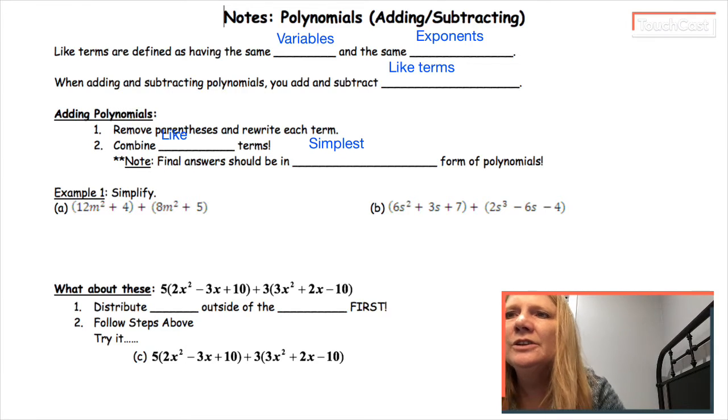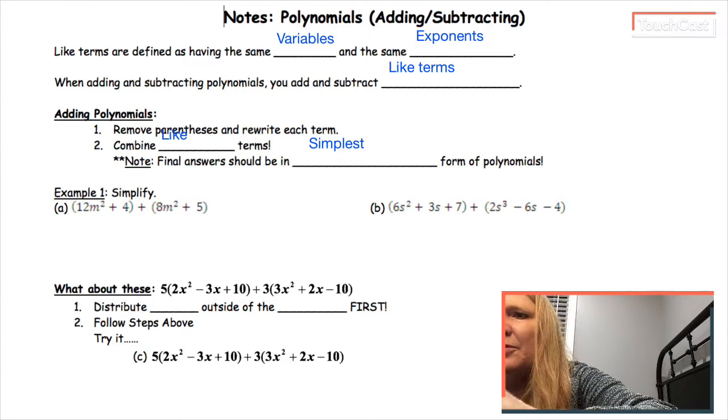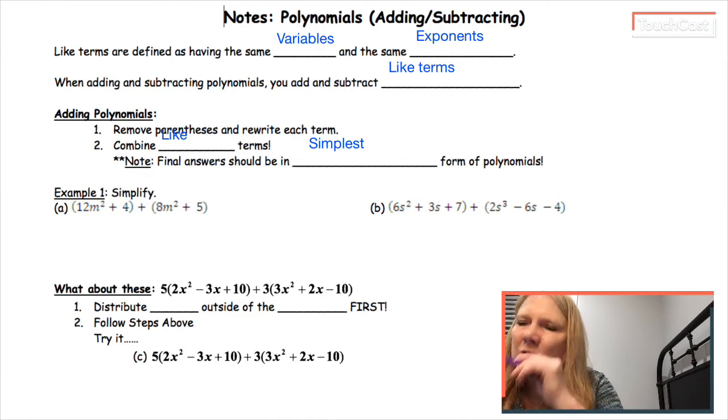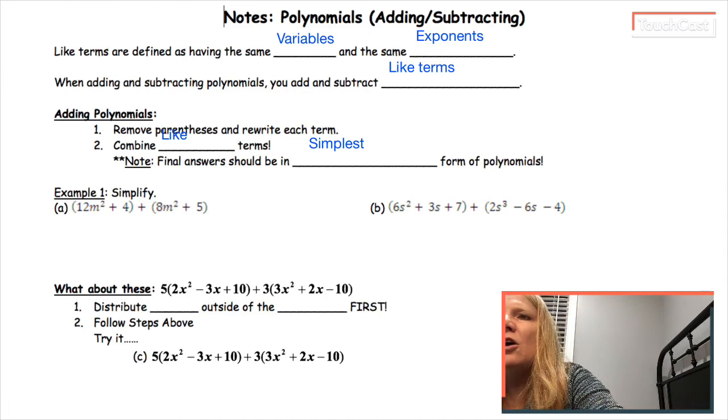Okay, so let's look at the very first example. And we have 12m squared plus 4 plus 8m squared plus 5. So there's nothing outside the parentheses that we need to multiply through them. So basically, these parentheses could be removed right now. And all we're going to do is look for the like terms.